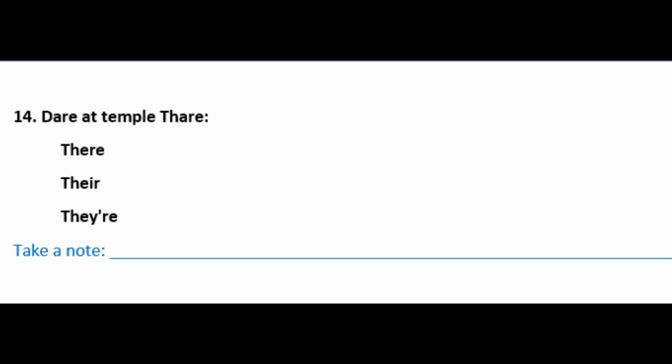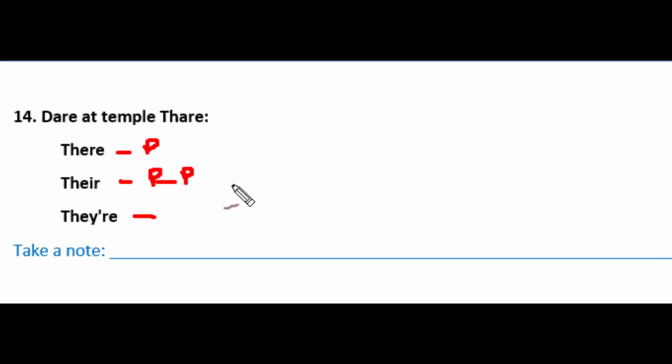Kids, rule 14 is dare, a temple, there. Remember Henry, our little friend, the vampire bat? This is just flat out memorization of these words. The word there, and there. Let's go ahead and take a look at it. There is a place. Go over there. Their is plural possessive of things or people.